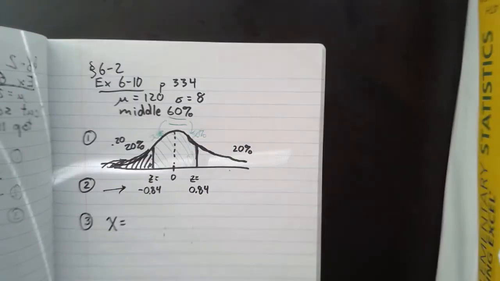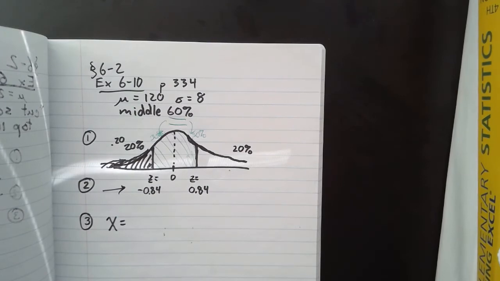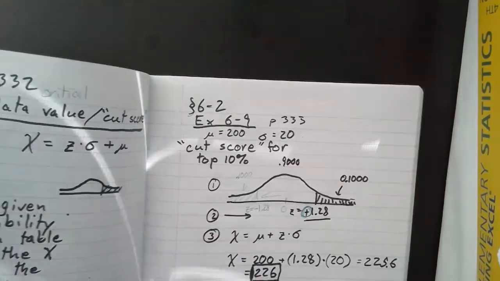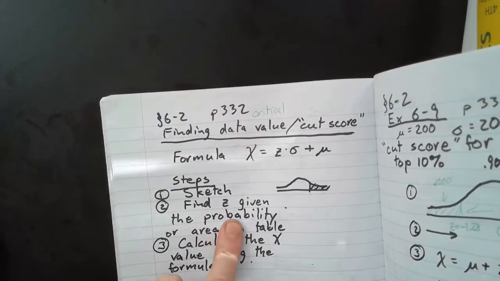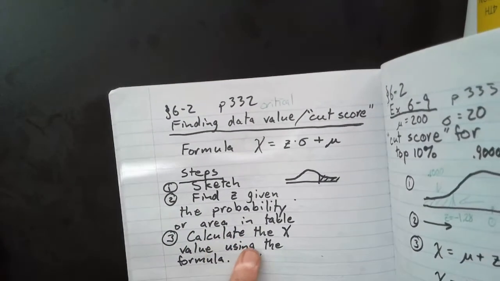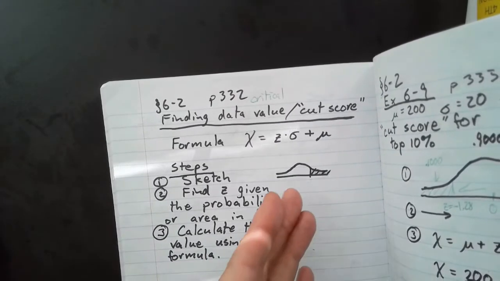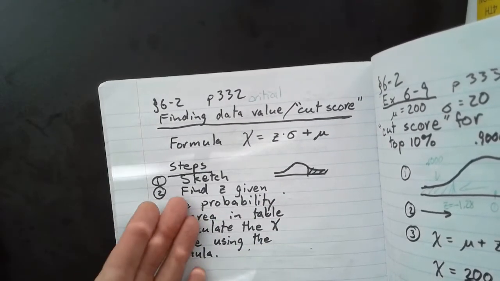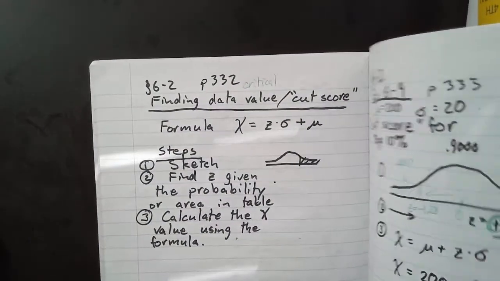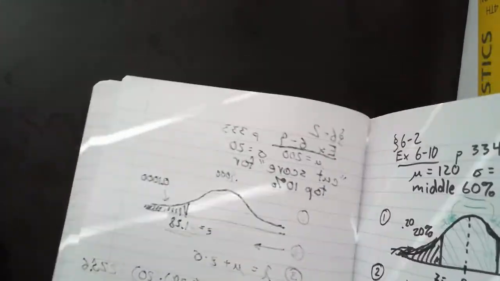We found the, what are those called? Oh, yeah, at the end of step 2, we should have the z value. Find z given the probability, or the area. We figured out the area, and so then we use the table to convert that area or that probability into the corresponding z value. So what's the next step?